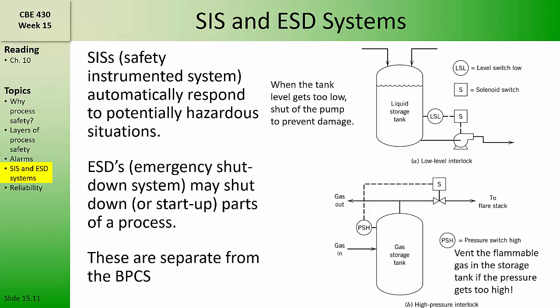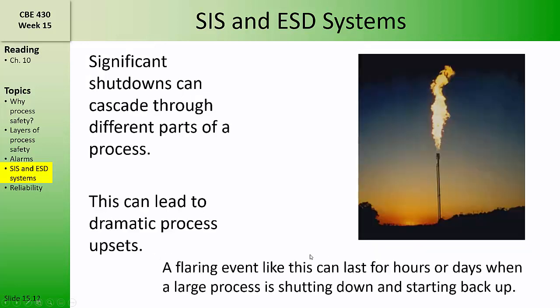Both SIS and ESDs rely on components that are entirely independent from the basic process control system. That is, they have their own independent sensors, switches, valves, and piping. When emergency shutdown systems shut down petrochemical processes, usually flammable material is sent to a flare stack, like the one shown here. In the case of a significant shutdown, which may cascade through multiple parts of a process, the flares are designed to accommodate very large flow rates.